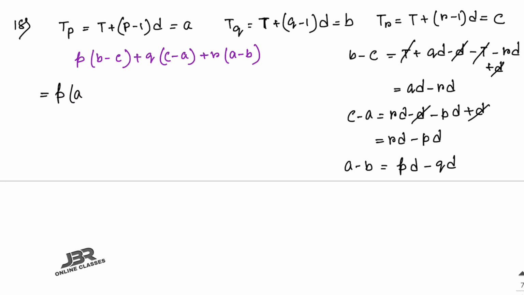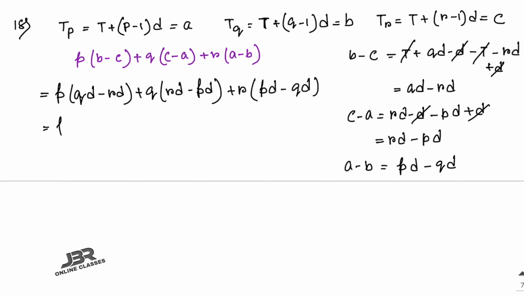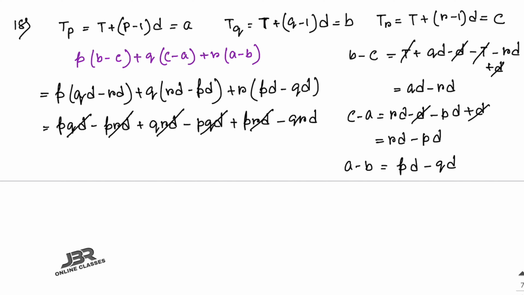P into (B-C) means P into (QD-RD), then Q into (RD-PD), and next R into (PD-QD). Now multiply: PQD, PRD, QRD, PQD, PRD, and QRD. So PQD cancels out, PRD cancels out, QRD cancels out, and that equals 0. So it's proved. That is sum number 18(1).